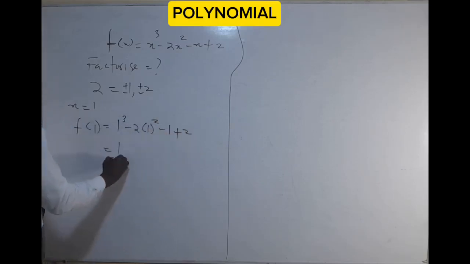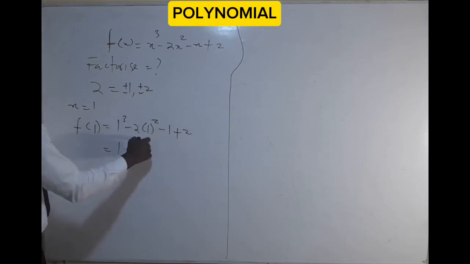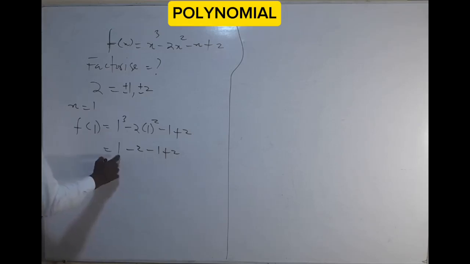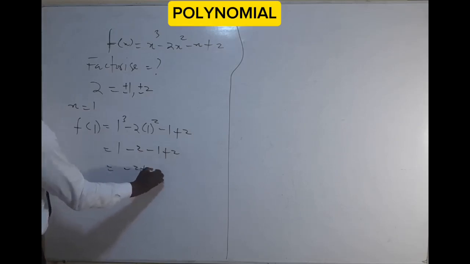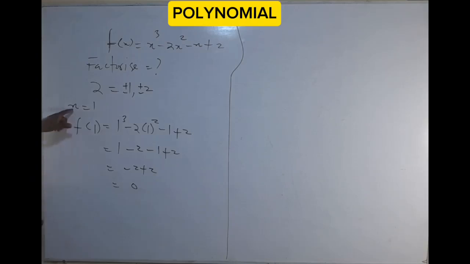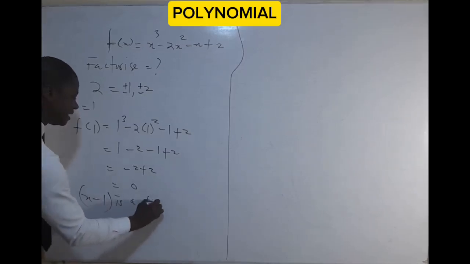Let's simplify. 1 cubed is 1, 1 squared is 1, 1 times 2, so we have 2 here, minus 1 plus 2. So 1 minus 2 is minus 1, minus 1 minus 1 is minus 2, and minus 2 plus 2 will give us what? 0. So now, because x equals 1, when we substitute 1 where we see x in the function, it has given us 0, then it means that x minus 1 is a factor. Yes, it's a factor.